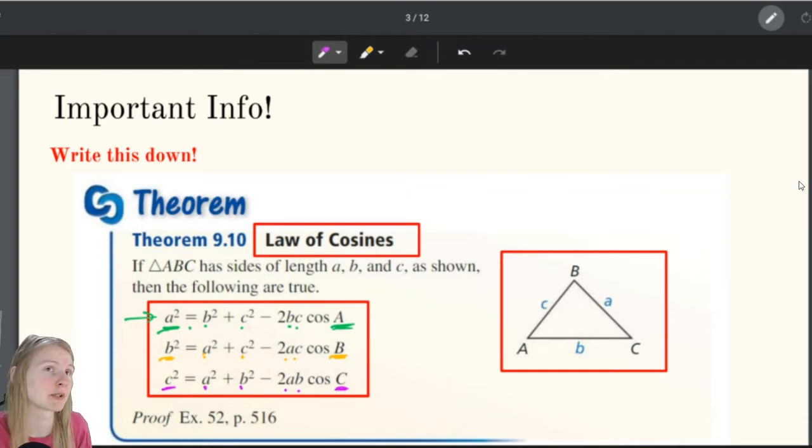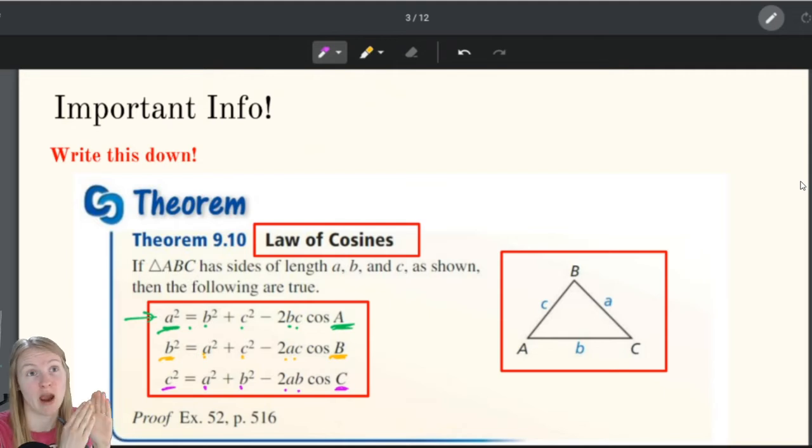It's a little more complicated than a over sine of A equals b over sine of B. So it's a little more complicated, but the more you use it, the more comfortable you get with it, and the better it feels. So, yes, that's all there is to it. You just gotta plug numbers into that thing, and you're golden.